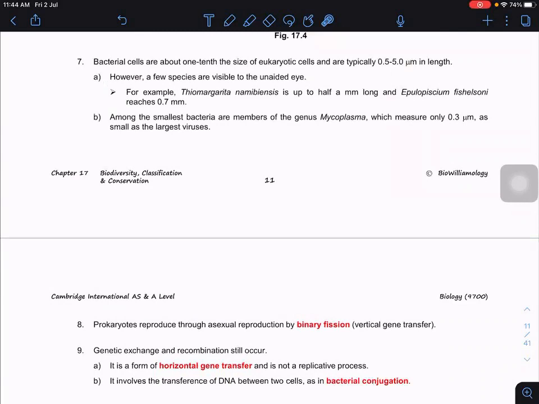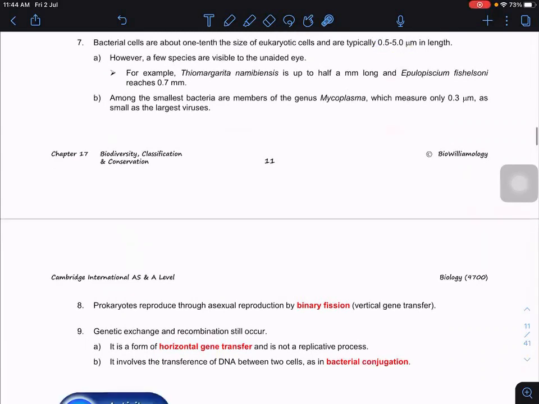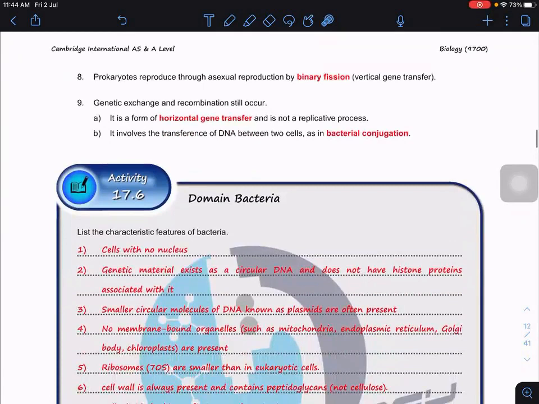In terms of the shape, it's roughly about 0.5 to 5 micrometer in length, but some may be larger, but generally 0.5 to 5 micrometer. So how do they reproduce? They reproduce asexually through binary fission. Write down: no mitosis, because they don't have a nucleus. Genetic exchange may take place through horizontal gene transfer during the bacterial conjugation process.